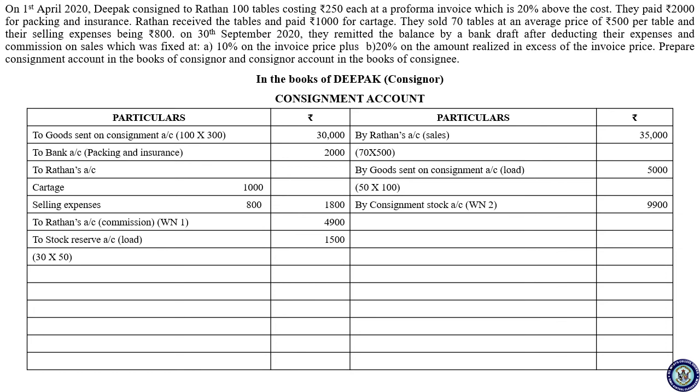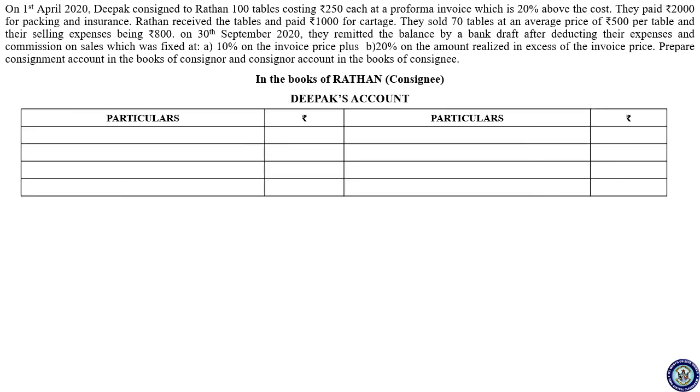So the total is 49,900 and the balancing figure is 9,700. So next, in the books of Ratan, that is the consignee, you have to prepare the consignor's account. So consignor Deepak, Deepak's account.